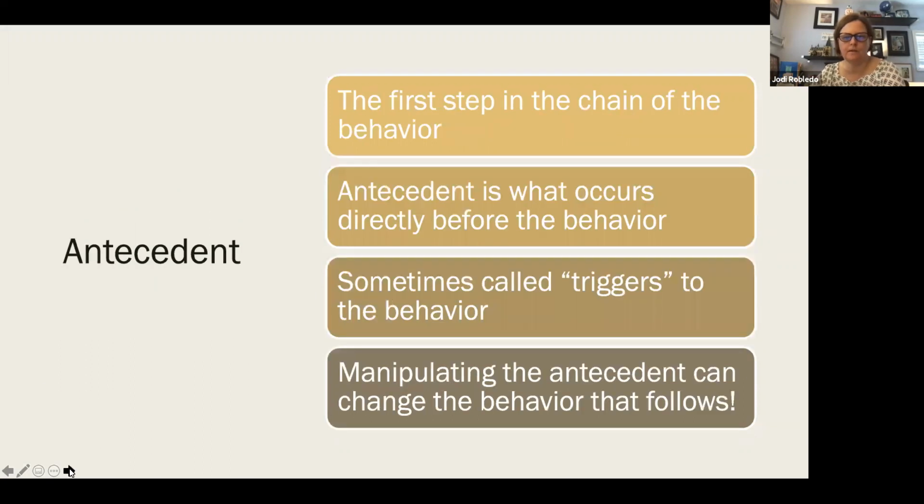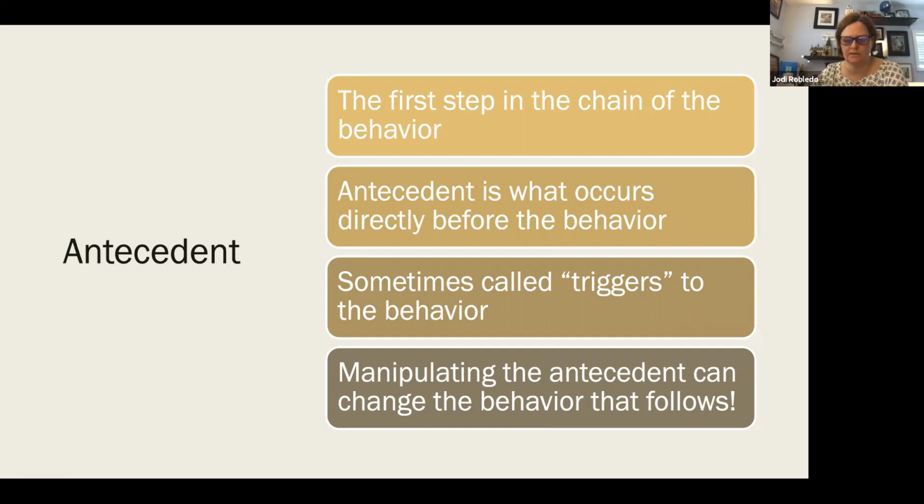Okay. So an antecedent is the first step in the chain of behavior. The antecedent is what occurs directly before the behavior. And it's sometimes called the trigger. Sometimes it's called a slow trigger, sometimes it's called a fast trigger, depending. But it does occur right before the behavior occurs. Oftentimes manipulating the antecedent can change the behavior that follows.